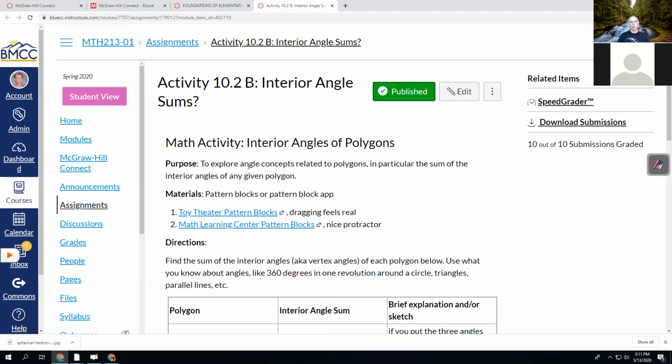All right, so the purpose was to explore angle concepts related to polygons, in particular the sum of interior angles of any polygon. And then materials were supposed to be the pattern blocks or some pattern block app. So if you didn't have pattern blocks at home, which most of us don't, I listed 2 pattern block apps to play with.